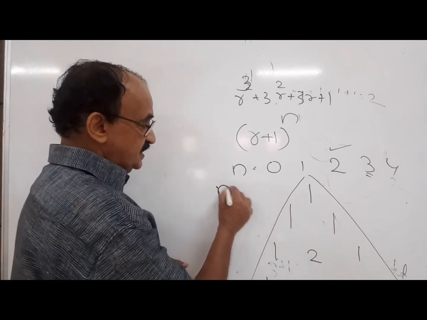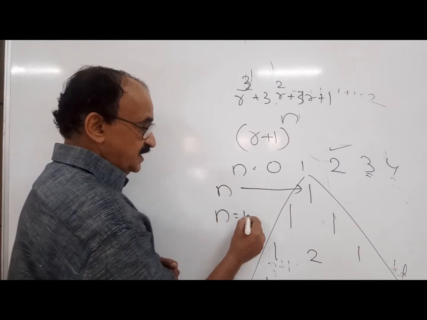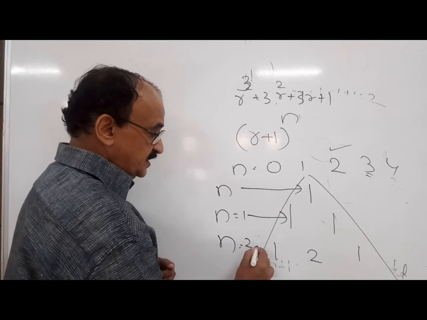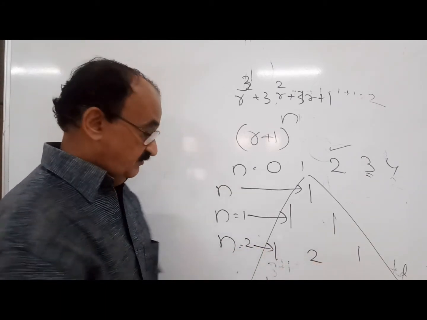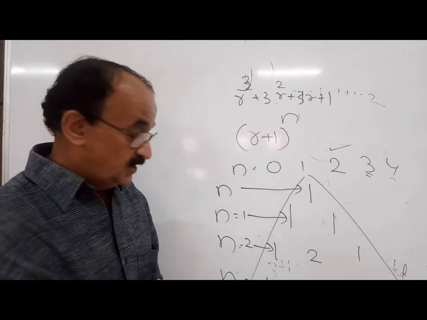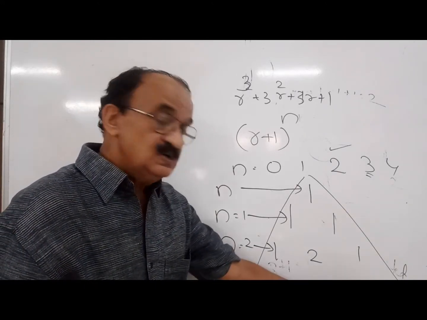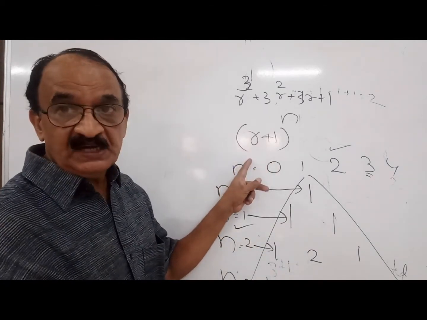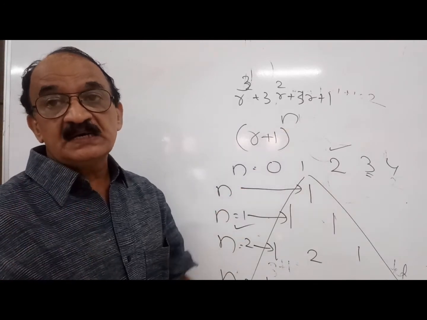When n equal to 0, you are getting only a singlet. When n is equal to 1, you are getting a doublet with equal intensity. When n equal to 2, you are getting a triplet with intensity ratio 1 is to 2 is to 1. When the number of neighboring protons is equal to 3, you are getting a quartet with intensity 1 is to 3 is to 3 is to 1. So either from the Pascal's triangle or from the coefficients of the expansion (r + 1) raised to n, you can calculate the intensity of the subsignals.